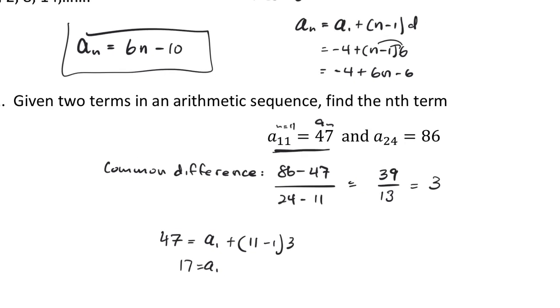And then we could use this formula again. Now that we know the first term is 17, we could say a sub n equals 17 plus n minus 1 times d.